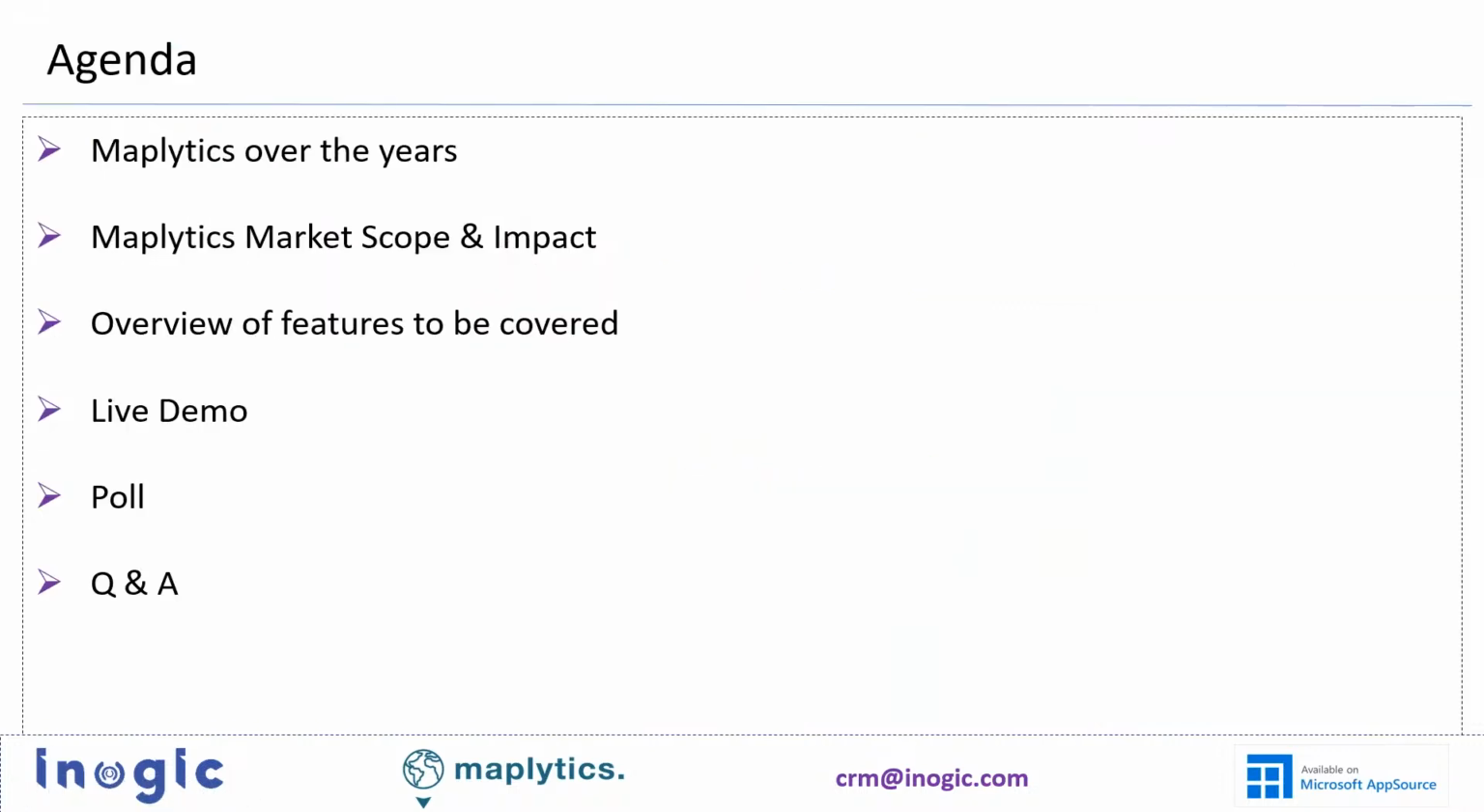So let's take a look over the agenda for today. We'll be starting with a quick overview about the growth of Maplytics over the years. Next we'll be seeing the market scope and impact of Maplytics. After that, I'll be giving you a quick overview about the features that I'll be covering today, which will be followed by the live demonstration of all of those features. Next, I'll be giving you a small poll where you can vote for all of your favorite features. And lastly, we'll be having a Q&A session.